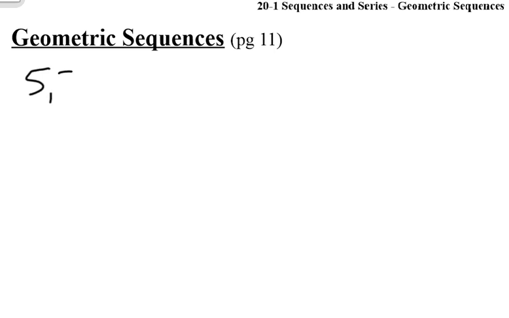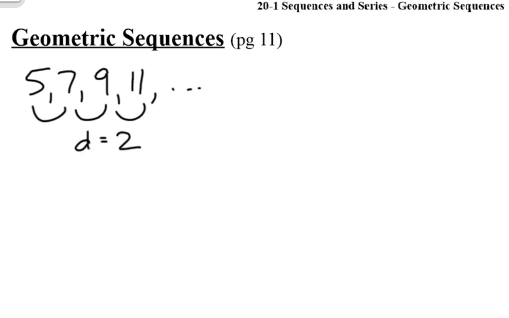Arithmetic: 5, 7, 9, 11, ... because each number has a d value of 2. It's increasing by a set value. That makes an arithmetic sequence, a list of numbers where each number is increasing by a set value. Well, now that's no longer what we're looking at.